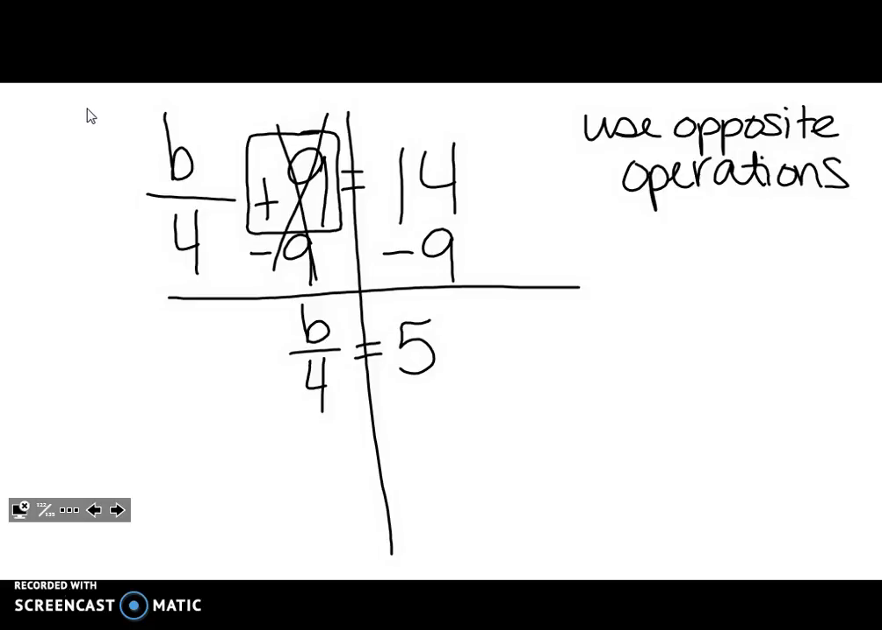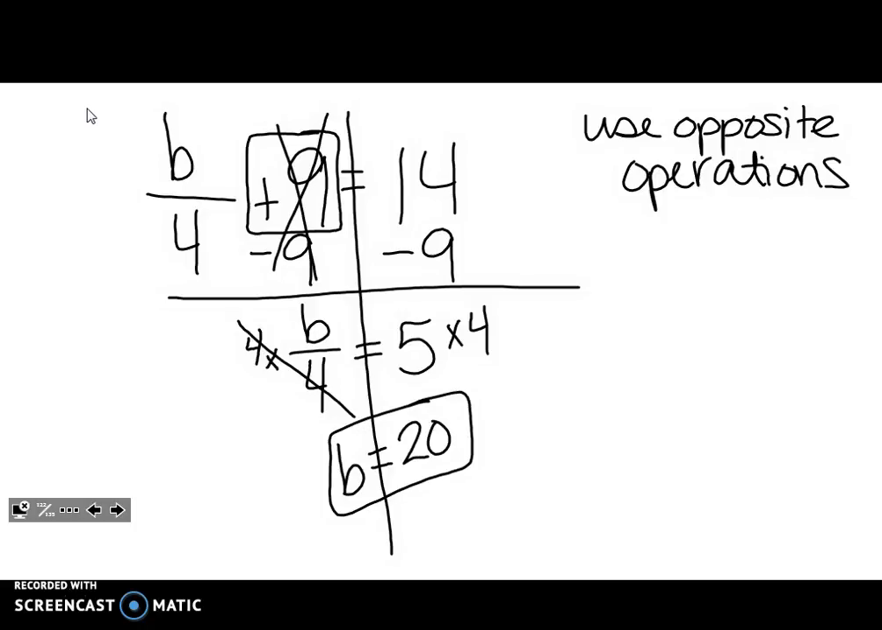Then b is being divided by 4. So the opposite is going to be multiplying. So I'm going to multiply that 4 to the other side of the equal sign. So I take 5 times 4 to get b equals 20.